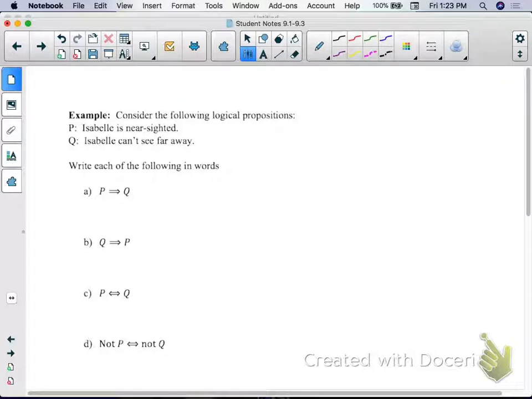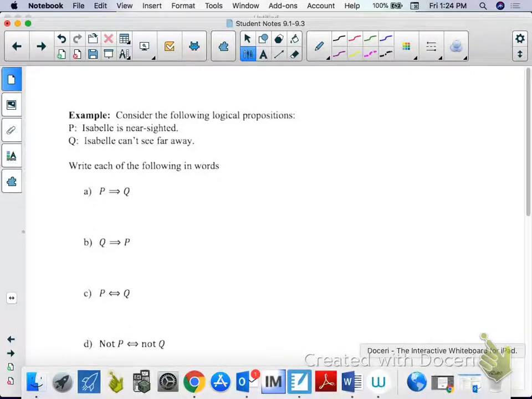Okay, so consider the following logical propositions here now. So we've got our P statement here is that Isabel is nearsighted, and our Q statement is that Isabel can't see far away. That's actually my daughter's name, and she thought it was really cool that she was going to be in my video here.